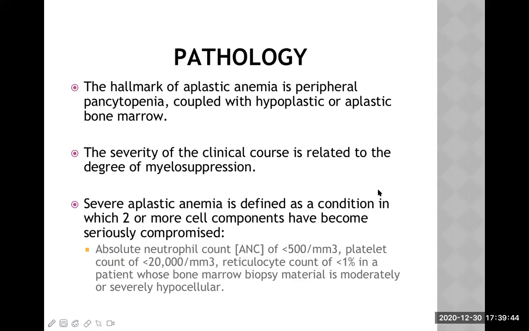Now, another part of this lecture is pathology of aplastic anemia. What is really happening inside the bone marrow or in the peripheral smear? The hallmark of aplastic anemia is peripheral pancytopenia coupled with hypoplastic or aplastic bone marrow. This is very clear. Okay, the concept should be there.